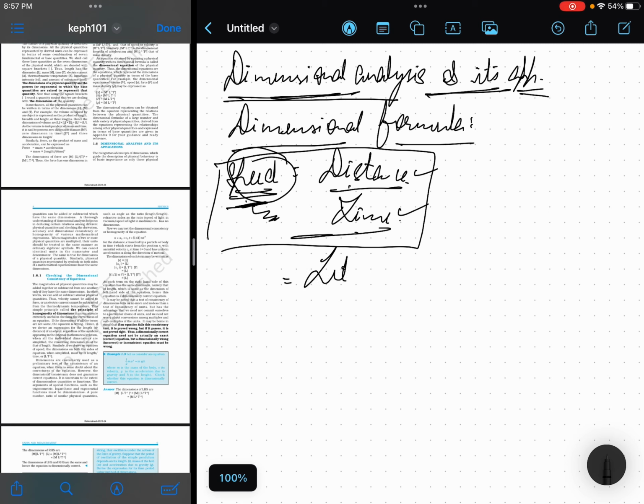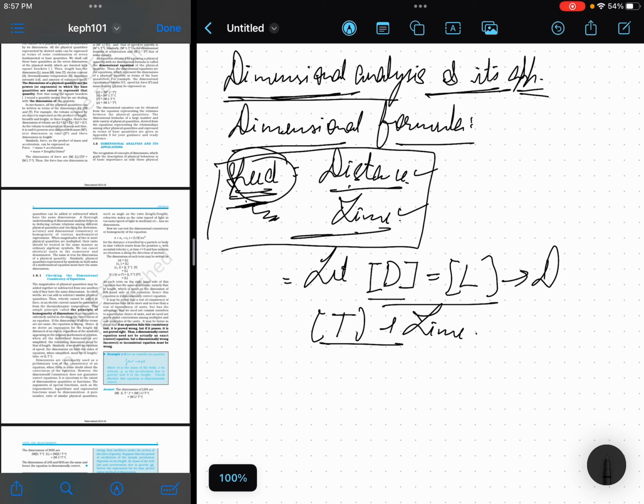Let's say I am representing distance with a capital letter D, and the dimensional formula is represented by these closed square brackets. So the dimensional formula of distance is written as [L]. In a similar format, the dimensional formula for time is capital T in the closed square bracket. This is the dimensional formula of time, and this is the dimensional formula of distance. All right, I hope you are with me up to this point.